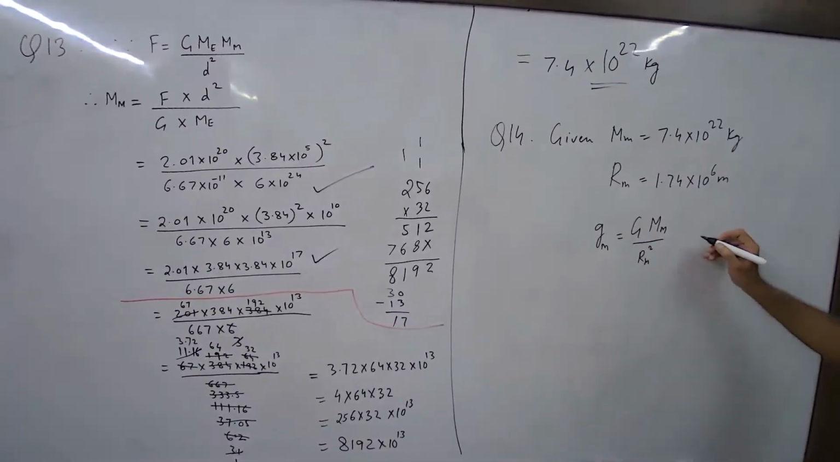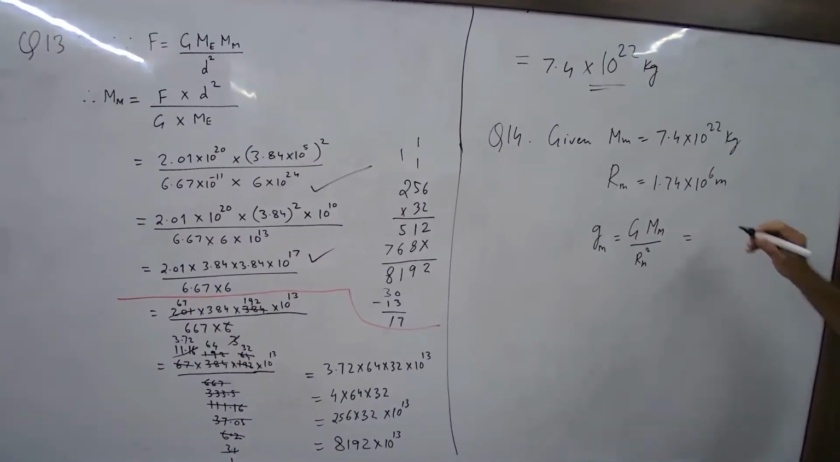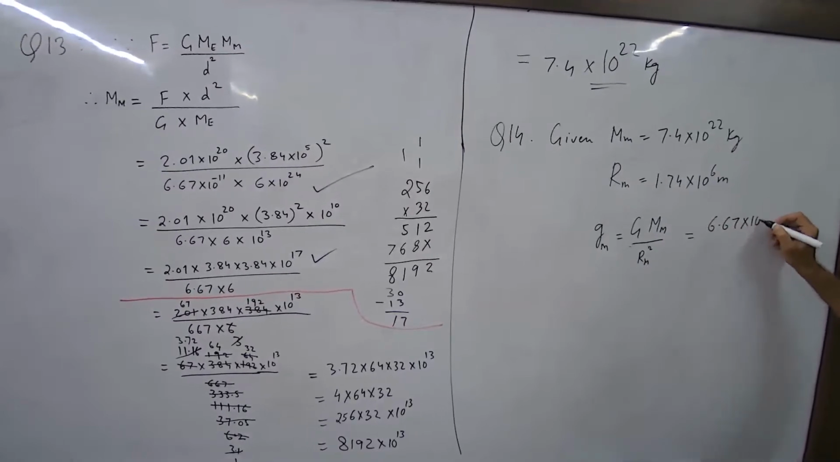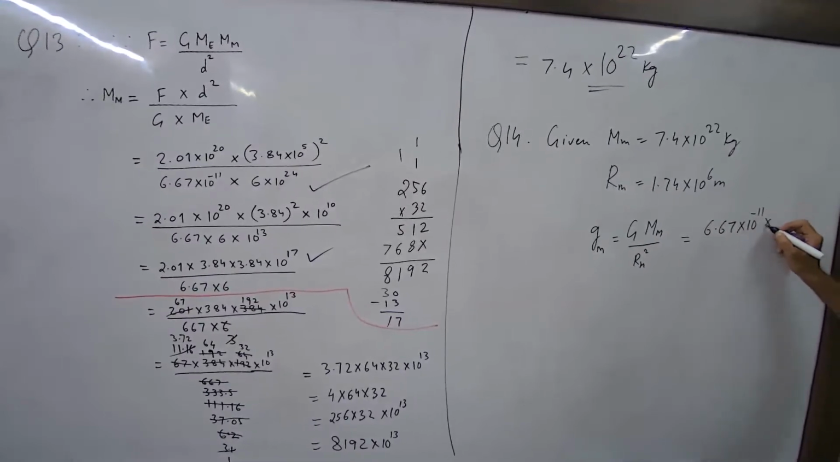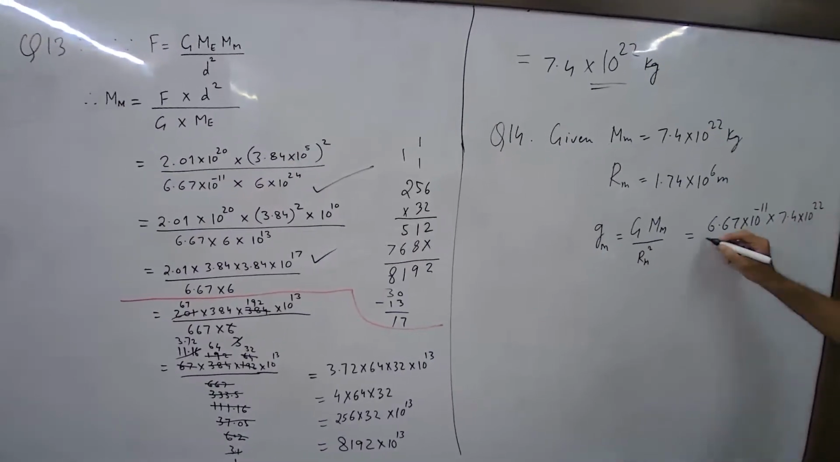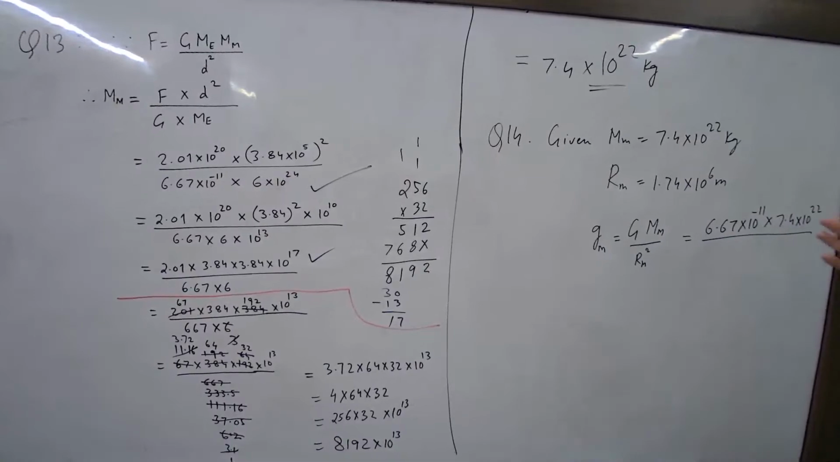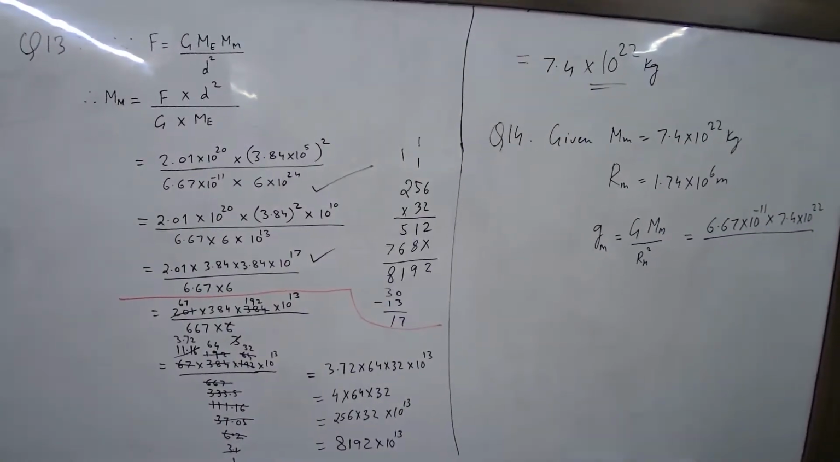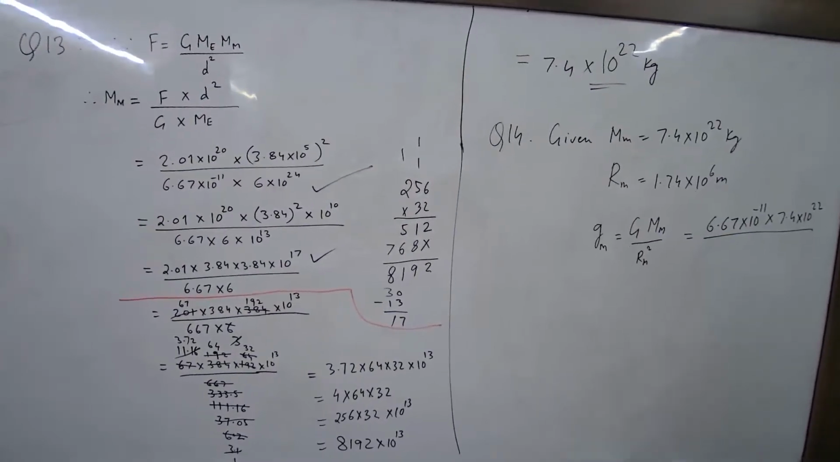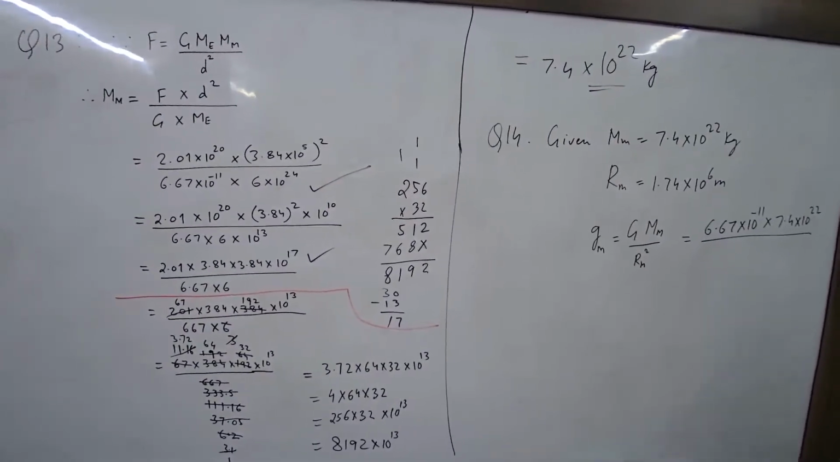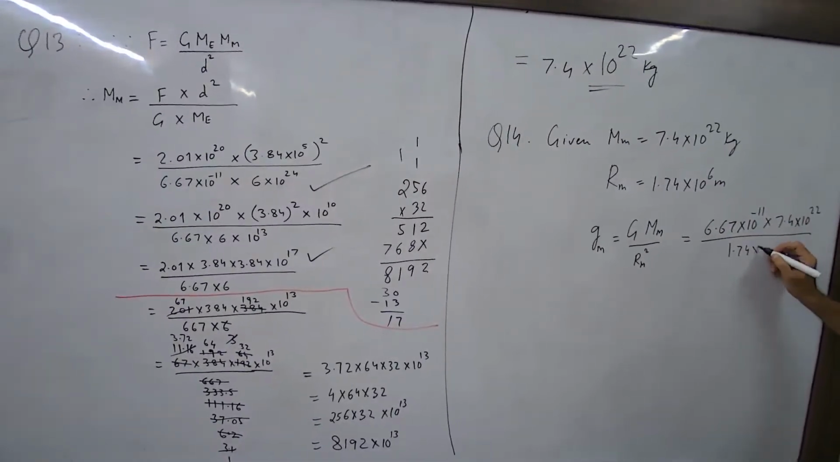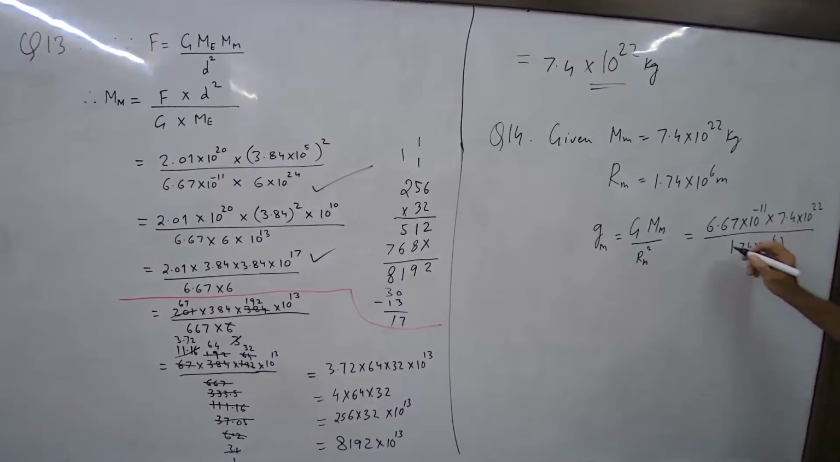So now, how much should this be? Substitute. G is 6.67 into 10 raised to minus 11. M is 7.4 into 10 raised to 22. Even in mathematics, you don't have such large calculation. Okay, so this is physics. And we are dealing with Earth and Moon, so data associated is big. Right? Now, what is radius of Moon given? 1.74 into 10 raised to 6 whole square.